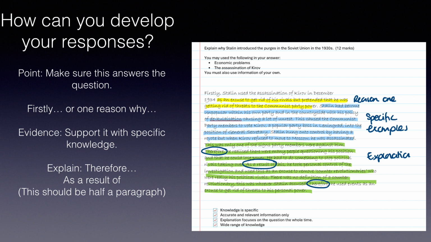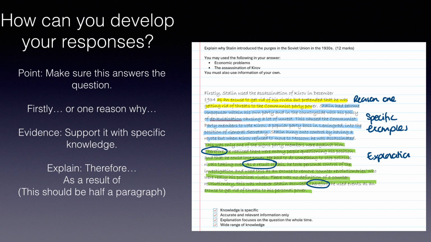As a result of this, he took personal control of the investigation and used this as an excuse to remove counter-revolutionaries who were really his political rivals. There was no definition of a counter-revolutionary. This was whoever Stalin accused. Therefore, he used the events as an excuse to get rid of the threats to his personal power.